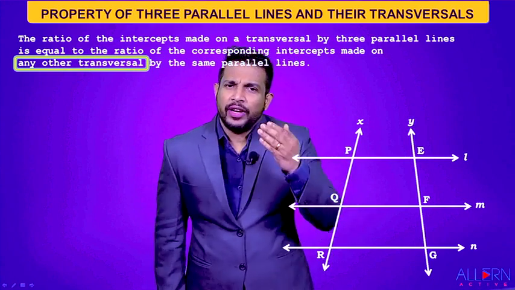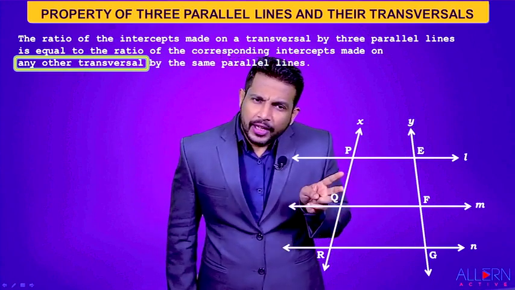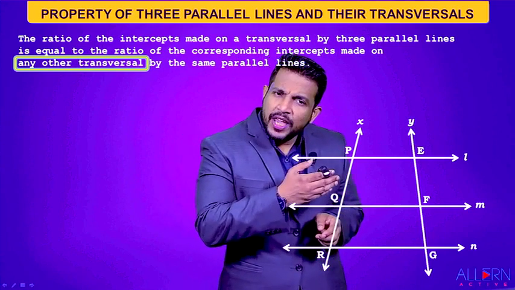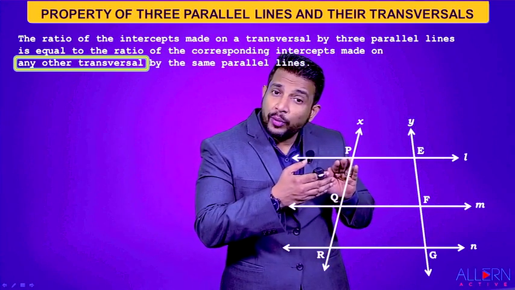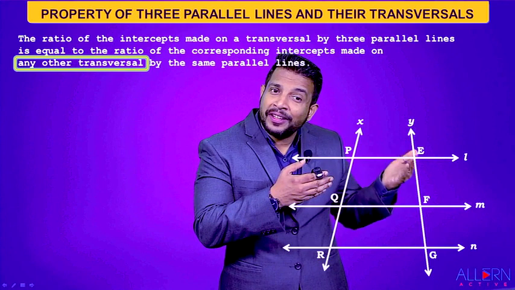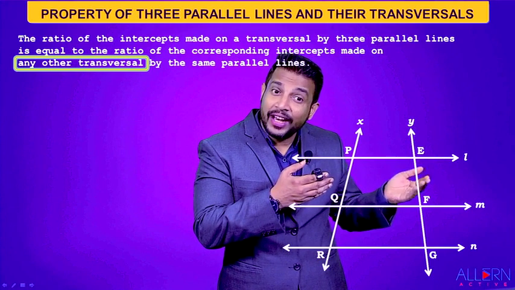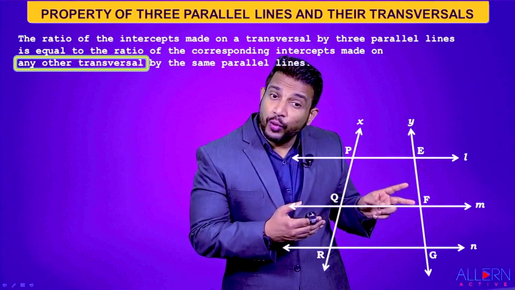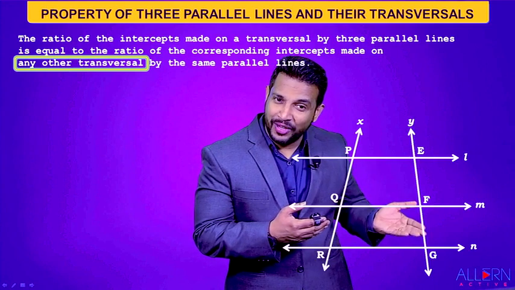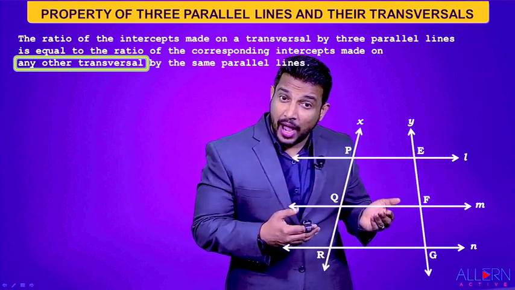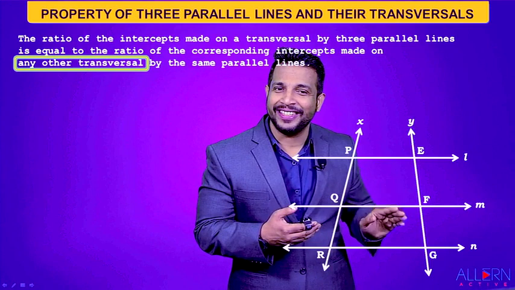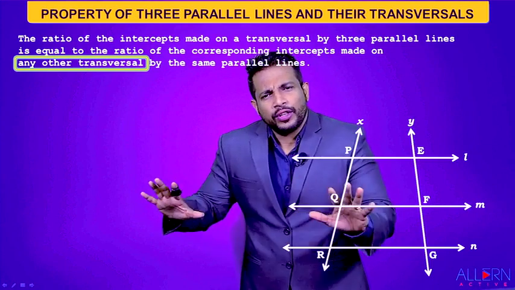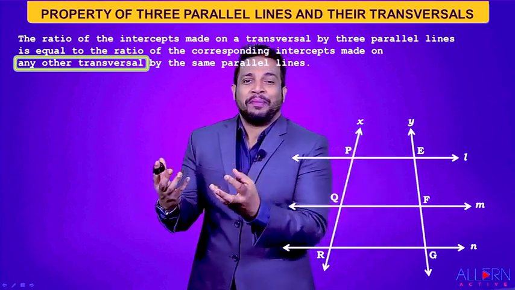One more thing before we learn the property. If I consider PQ, what is going to be its corresponding intercept on this line Y? It is going to be EF. In the same way for QR, its corresponding intercept is going to be FG. And for PR, its corresponding intercept is EG. These are the concepts, and you got them clear. Now we'll understand the statement better.